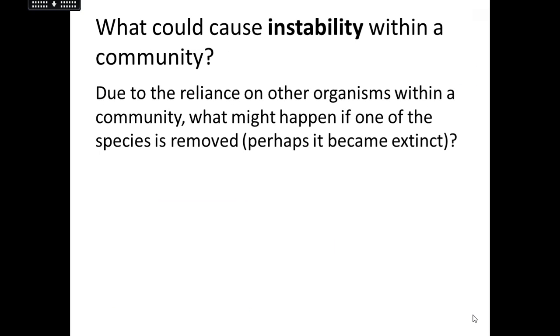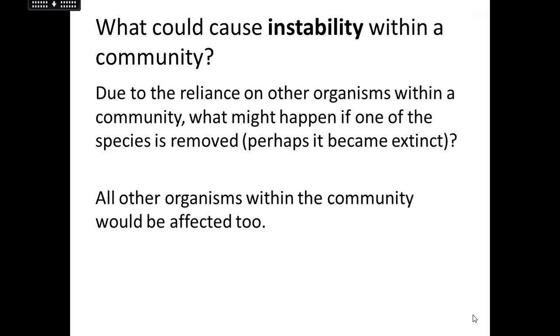So, instability. When things aren't quite going as they should, if you've got one species that maybe gets removed, maybe gets wiped out by a disease or something, perhaps it became extinct, all the other organisms within that community either directly or indirectly rely on that species that has been removed. So I want you to think about, other than maybe disease, what could cause that, and what might happen if one of those species is removed?